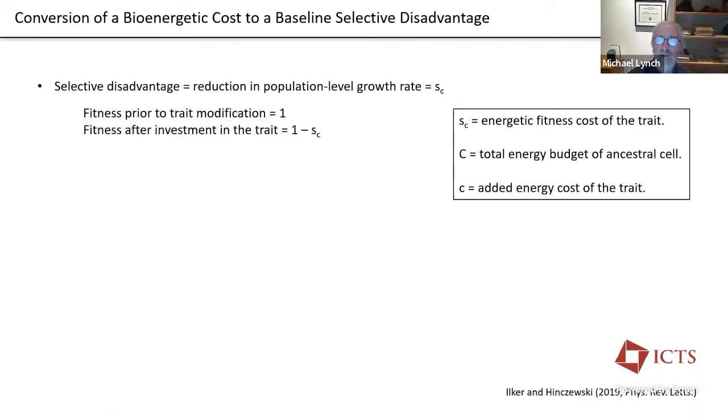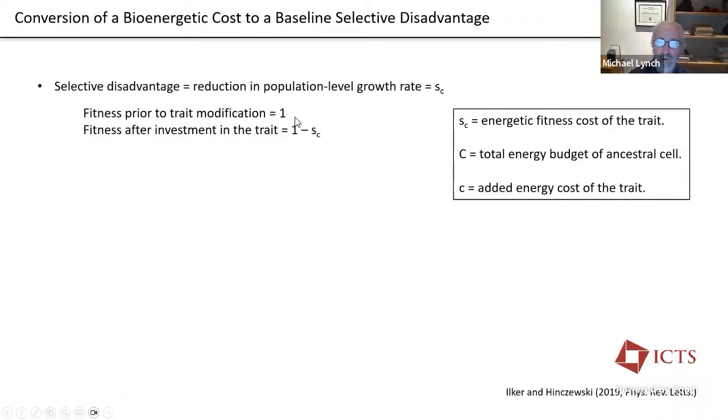We know the total cost of a cell, and then we want to convert this into a selective advantage or disadvantage of adding a new trait to a cell. So the way to think about this is we're thinking about this without yet accounting for any advantages that might be accrued. We just want to know the baseline costs. And so there's going to be some baseline costs. This will be a reduction in the growth rate of individuals harboring that modification.